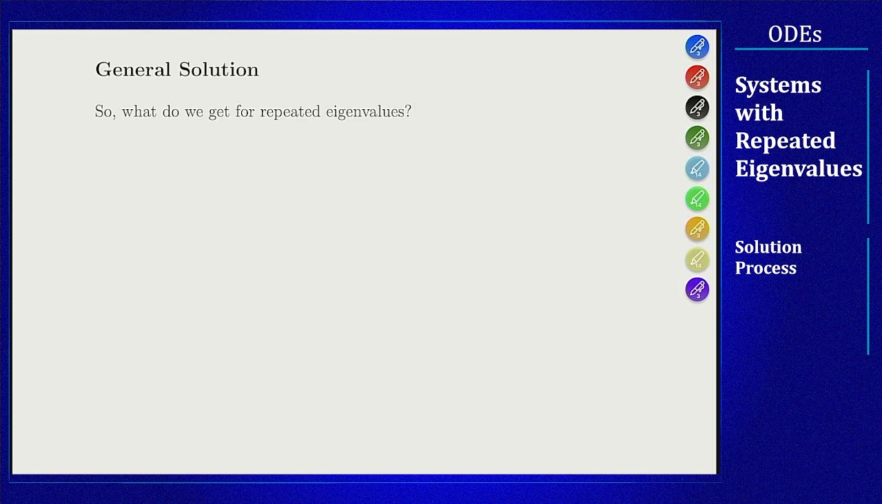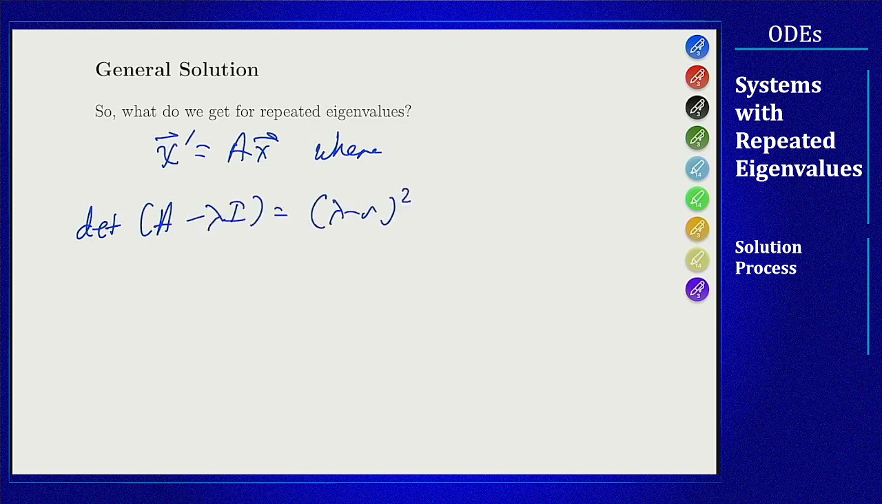In this video, we'll talk about the general solution process for solving constant coefficient systems where the eigenvalue is repeated. So what do we get in this case? Well, all the work we've done so far has shown us a way to approach this problem. Let's assume that we have a system, x prime is A times x, where when we do the eigenvalue process for A, we get a repeated eigenvalue, where the determinant of A minus lambda I comes out to be (lambda minus r) squared. We have r as a repeated eigenvalue.